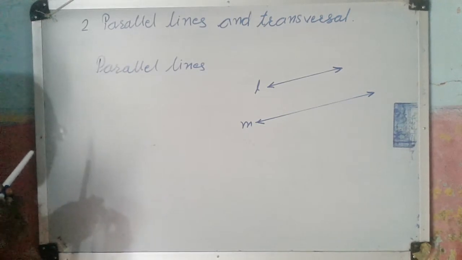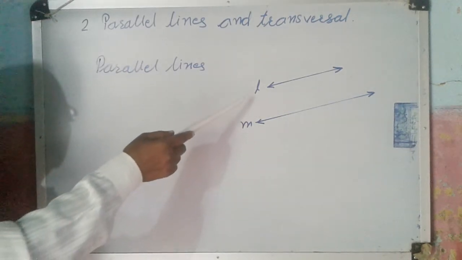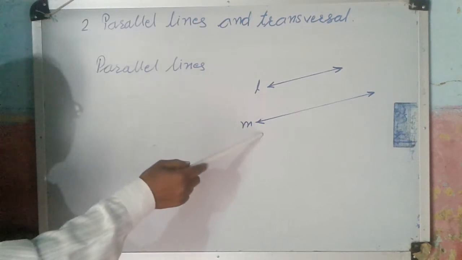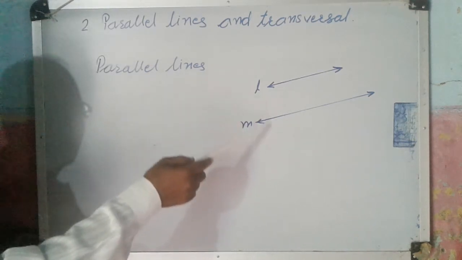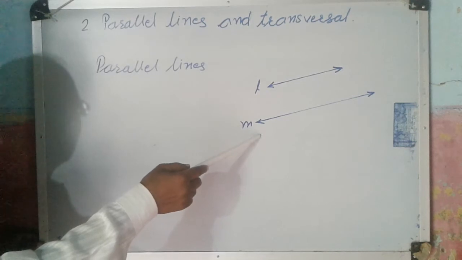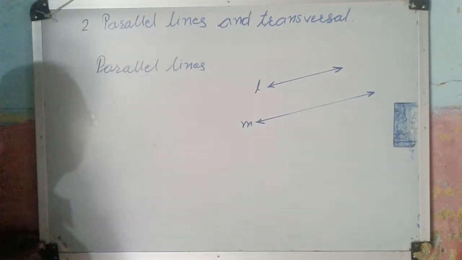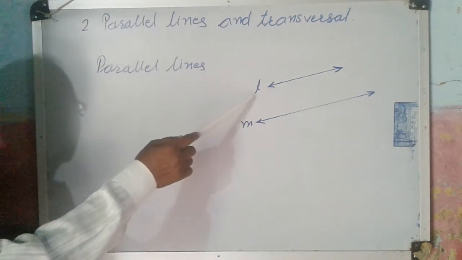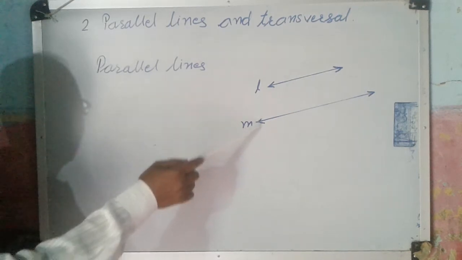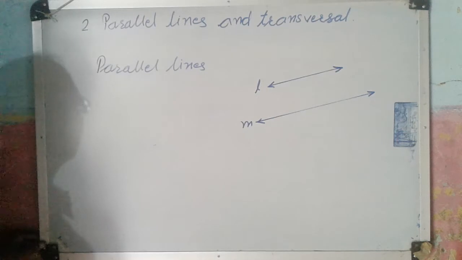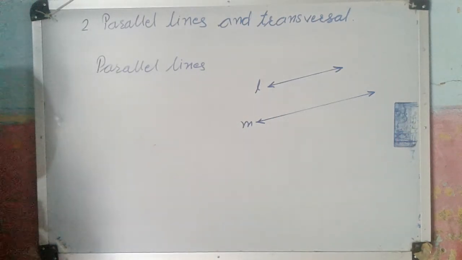These are two parallel lines, line L and line M. The lines which are in the same plane and do not intersect each other are called parallel lines. These lines, line L and M, are in the same plane, and these two lines do not intersect each other, so these lines are called parallel lines.